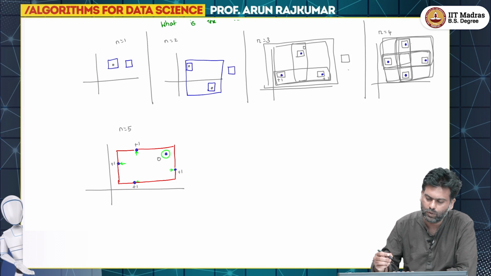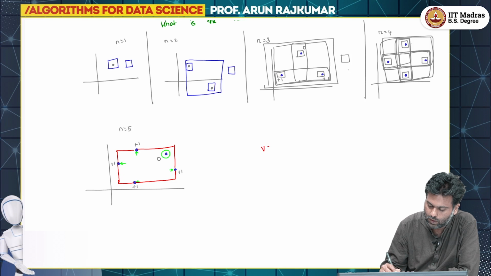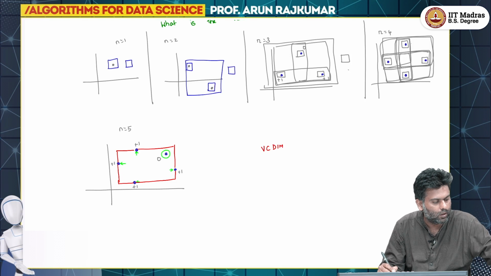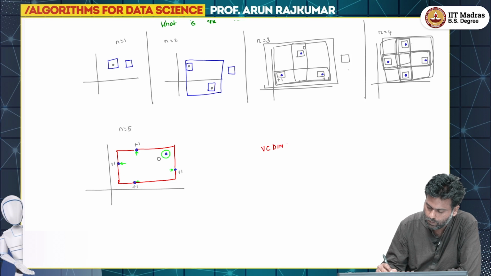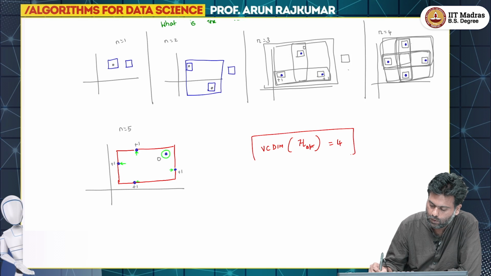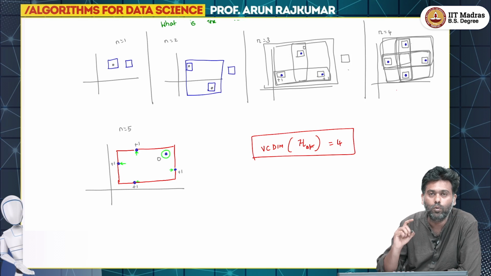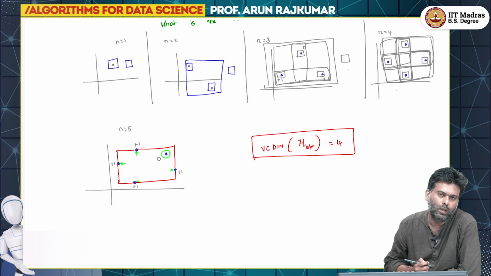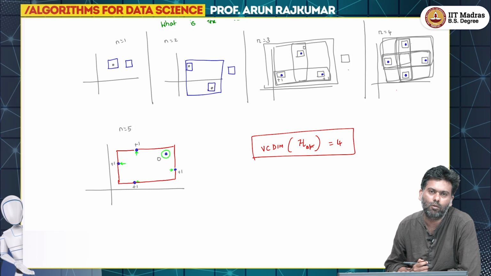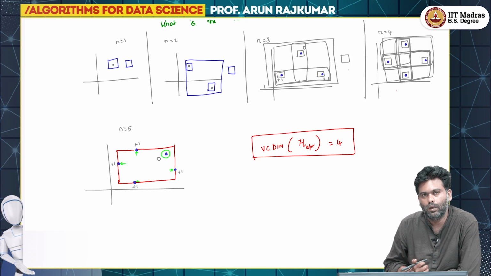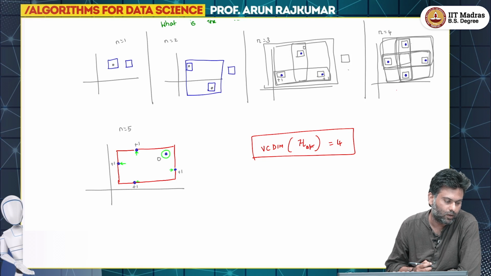Which means that our conclusion is that the VC dimension of this APR, axis parallel rectangle class, is 4. Why? Because till 4 you have a winning strategy, and the maximum value of n for which you have a winning strategy is the VC dimension. That is how we have defined it.